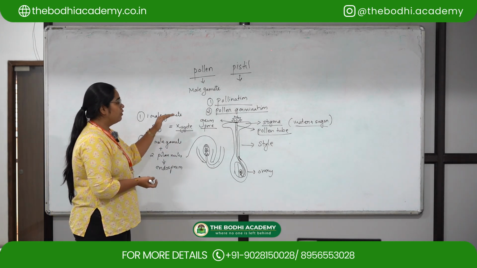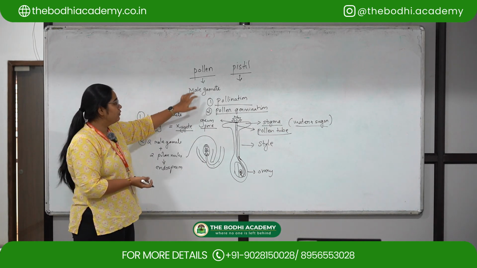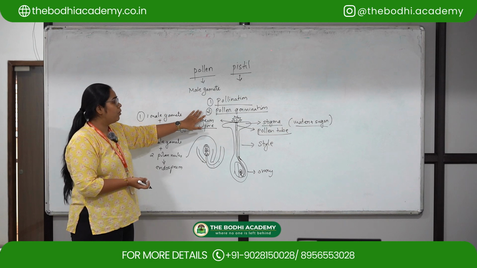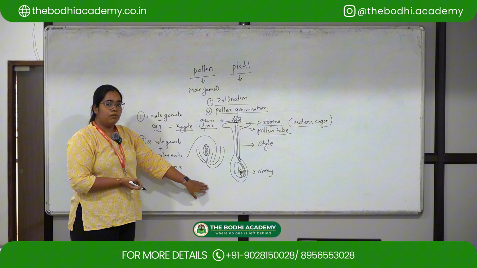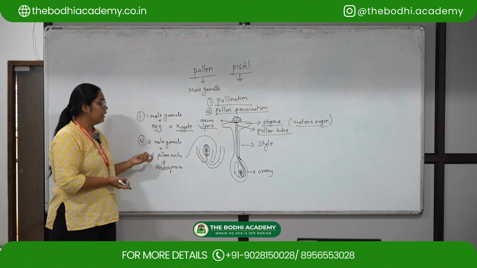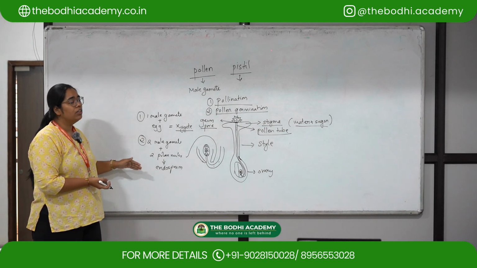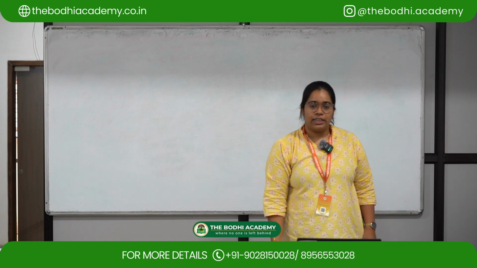So this fertilization process happens from the pollen pistil interaction. First step is pollination. After pollination, pollen germination takes place. Then the pollen tube penetrates inside the ovule, and then the fertilization happens. So this is the note on pollen pistil interaction. Let's move to the next question.